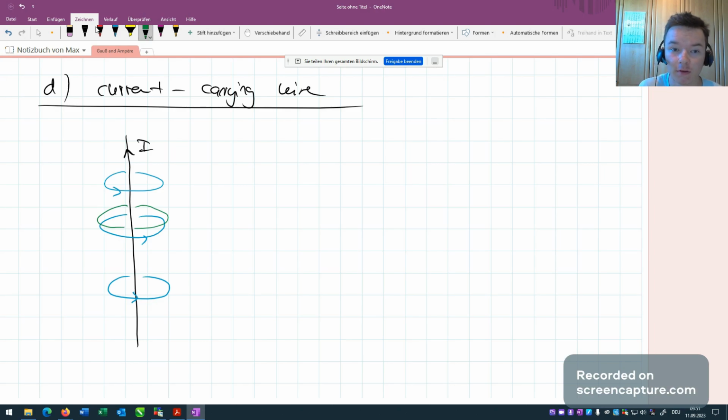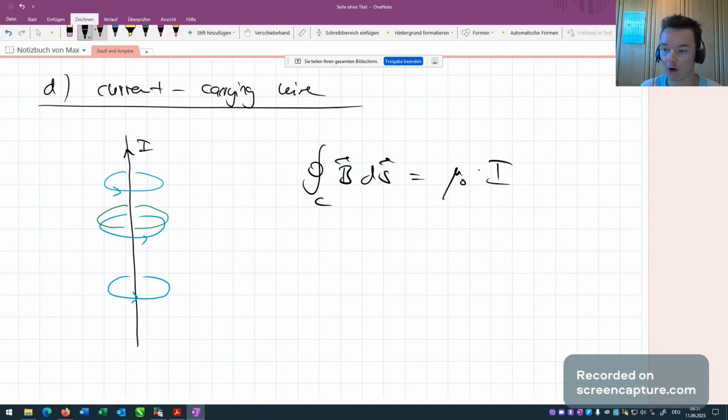So we can write down Ampere's law, which is, again, the closed loop integral of B dS equals mu0 times current. And again, we can omit the vectors because they're parallel, so we don't need them. And we can pull the B outside of the integral, which gives us B times the integral of dS equals mu0 times I.